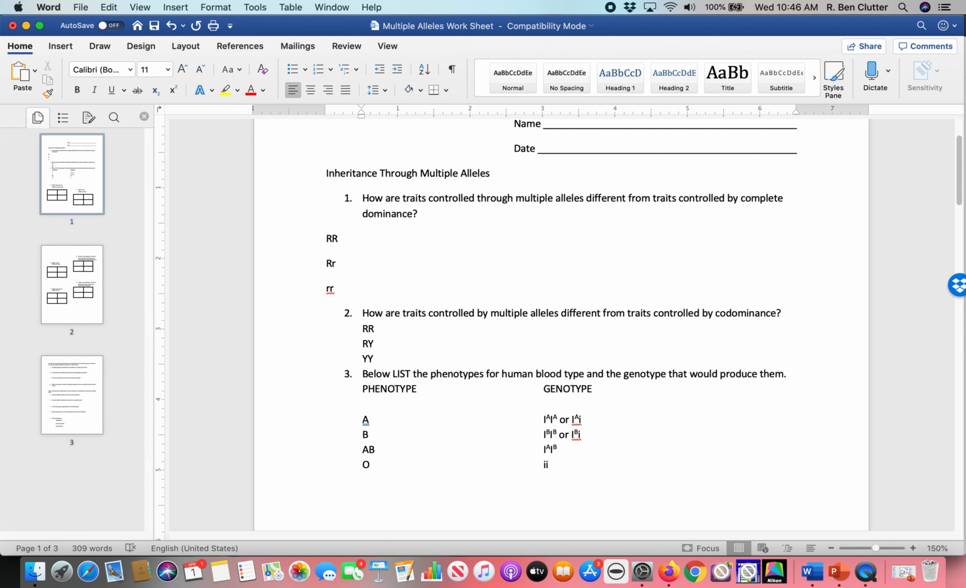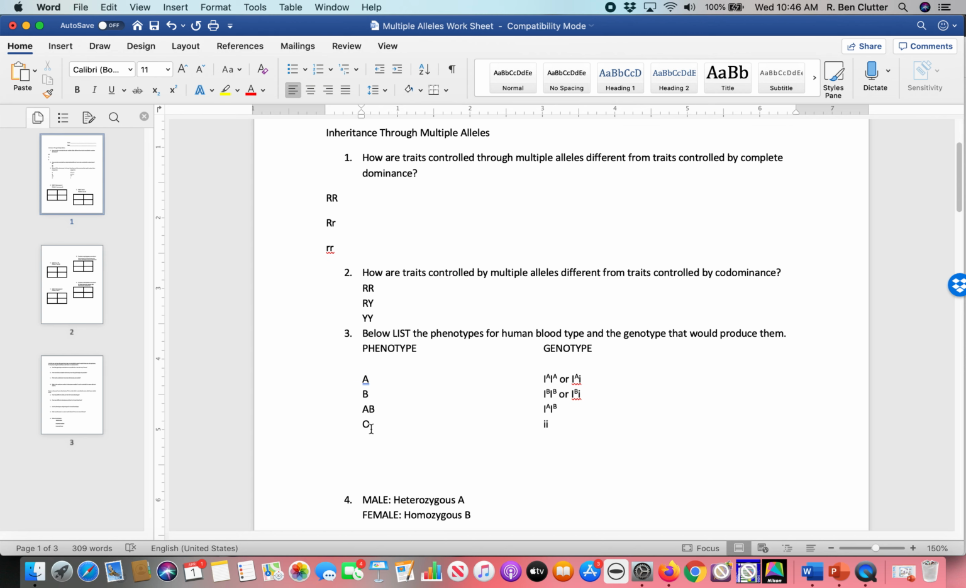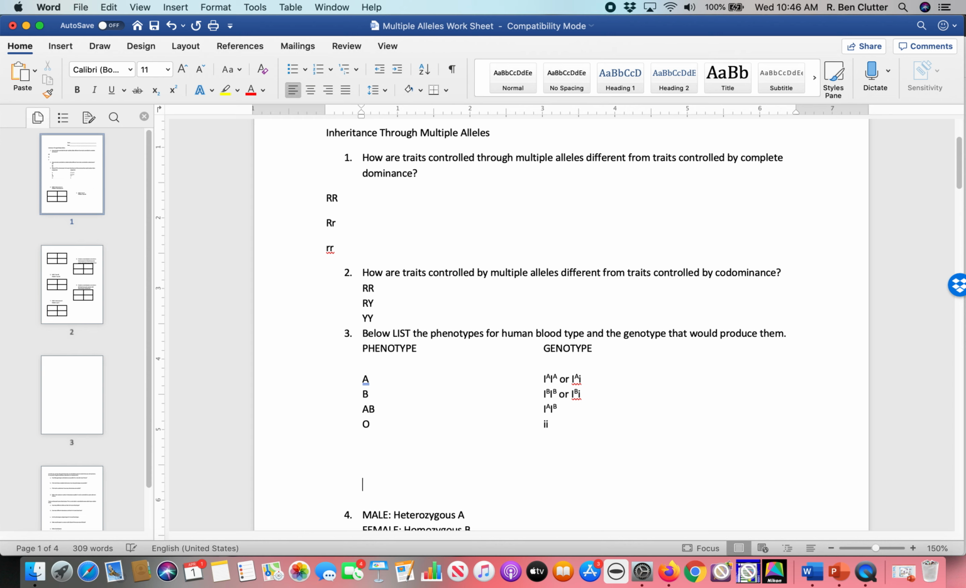So here we have three different phenotypes and three different genotypes. But again, that's the maximum, three. And we know that with human traits, we have way more than that. Like with blood typing, we look down here at this next question, and the phenotypes for blood type are A, B, AB, and O.